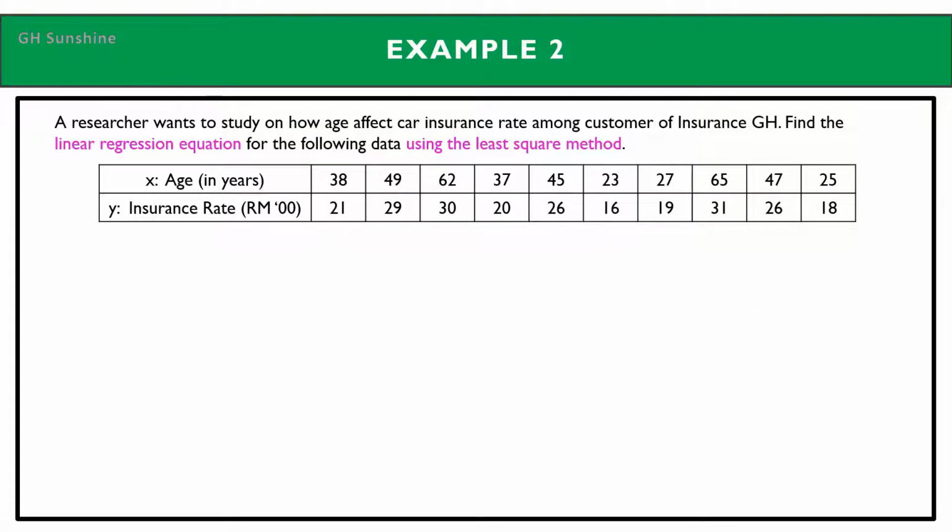Let's try to do this example on how to find the linear regression equation or linear regression model. A researcher wants to study how age affects car insurance rate among customers of insurance GH. Find the linear regression equation for the following data using the least square method. So, based on the data, identify X and Y. First variable is age, X.